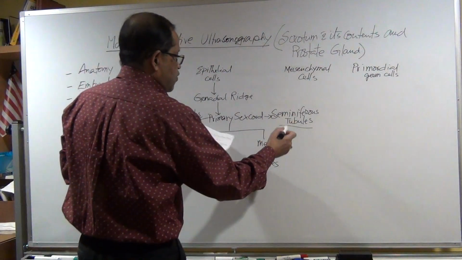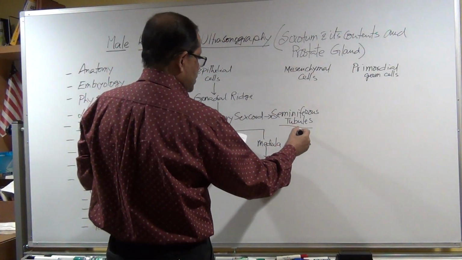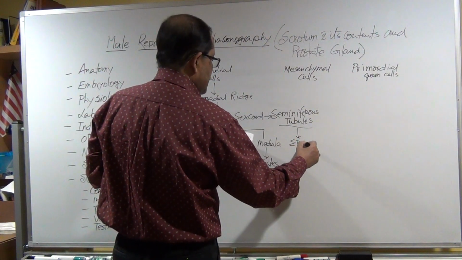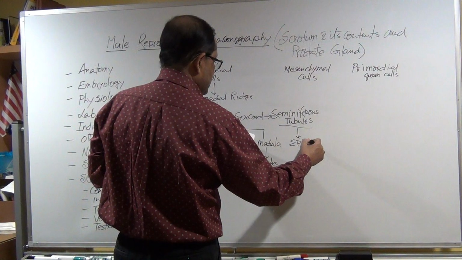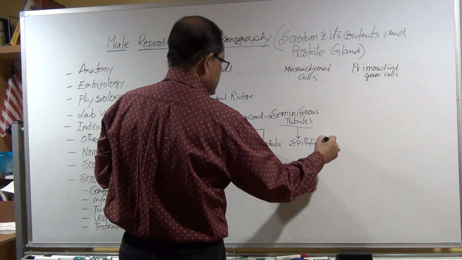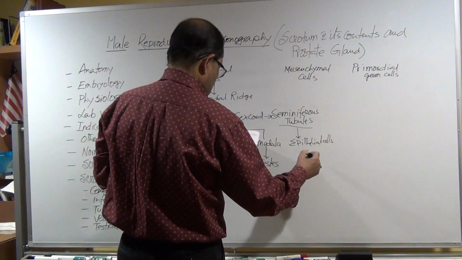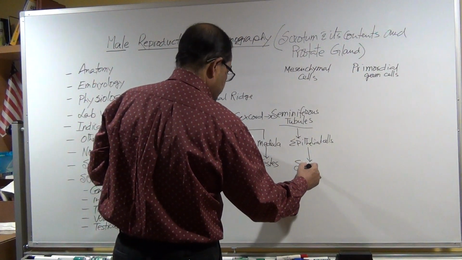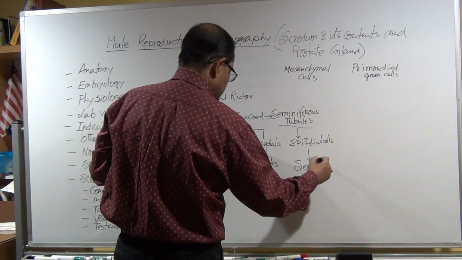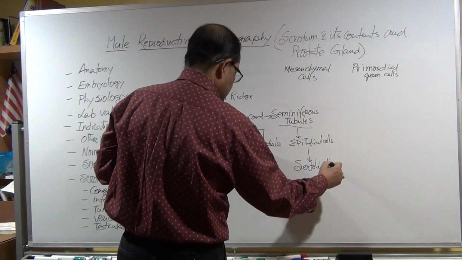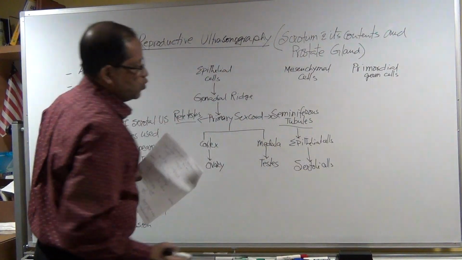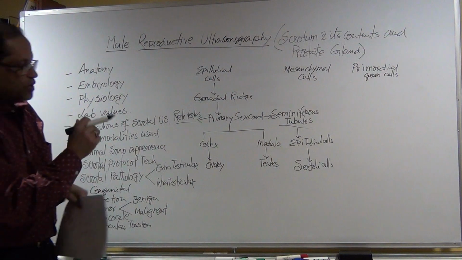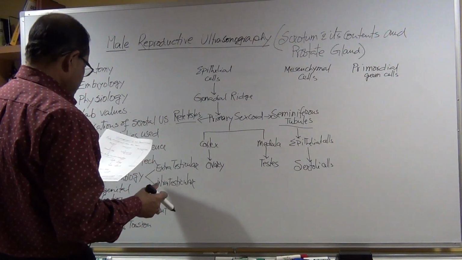Okay, and in this seminiferous tubules, there will be differentiation of the cells. There will be epithelial cells. From this epithelial cells, Sertoli cells will form. This is the cell who will feed the young sperm. Sertoli cell. We call it nurse cells.